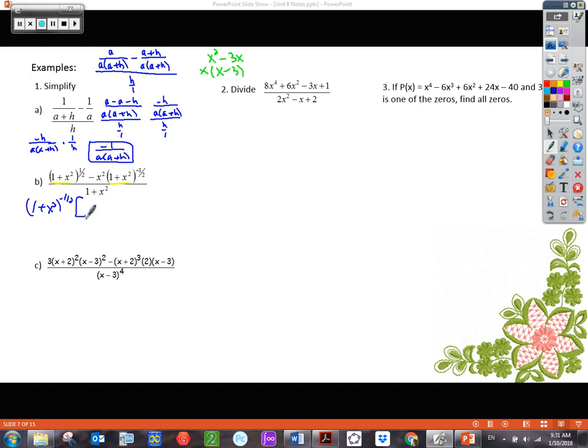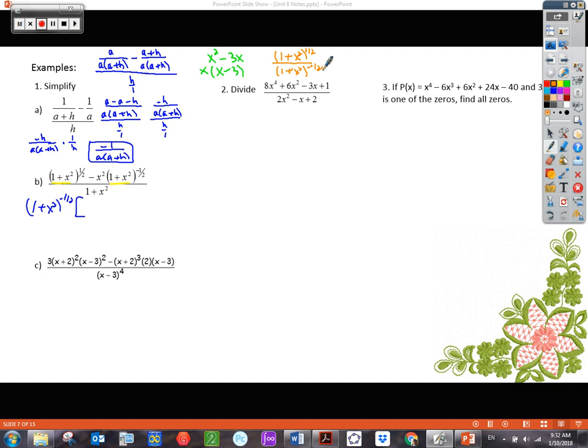Okay, when I factor, I divide. I am dividing. All right, so I'm going to show you up here what's actually going on. I'm taking 1 plus x squared to the 1/2, and I'm dividing it by 1 plus x squared to the negative 1/2. That's what's going on. I am dividing those. Factoring is dividing.